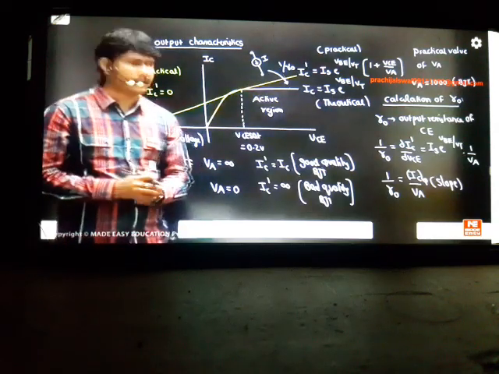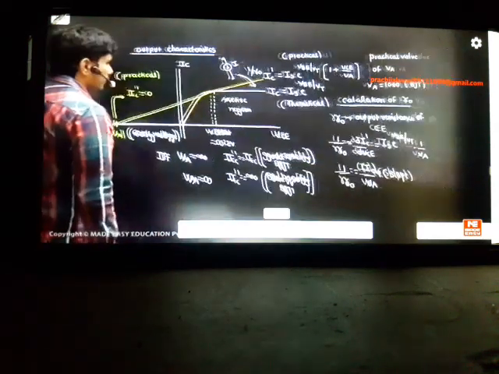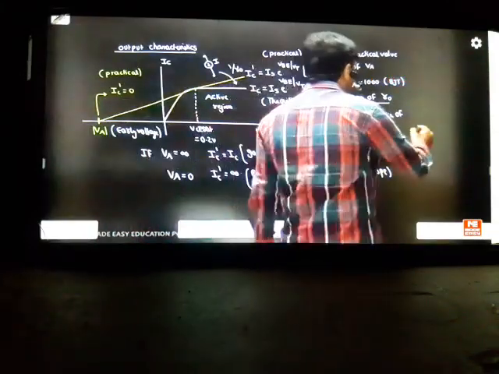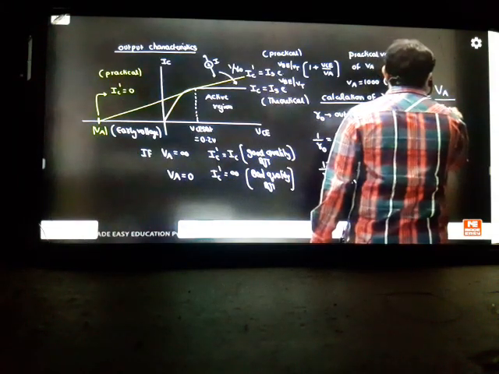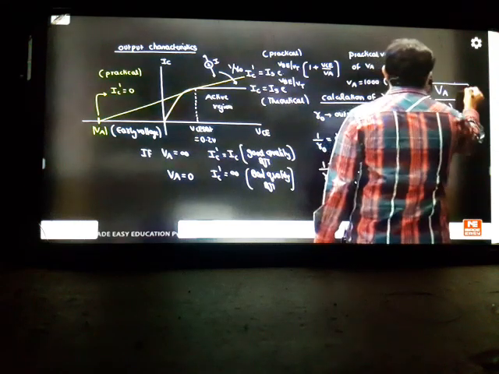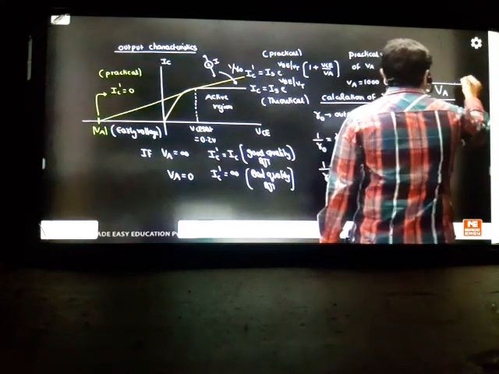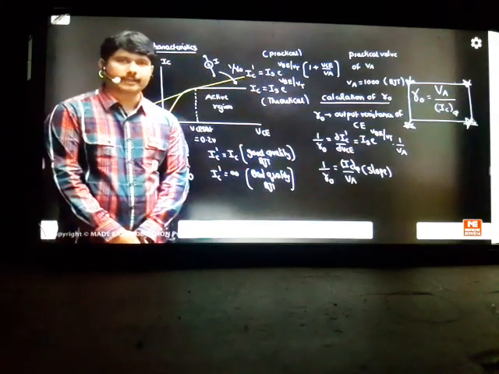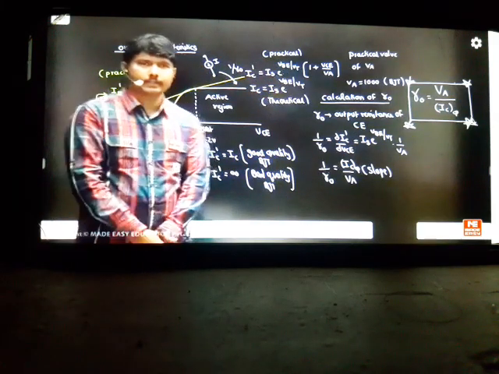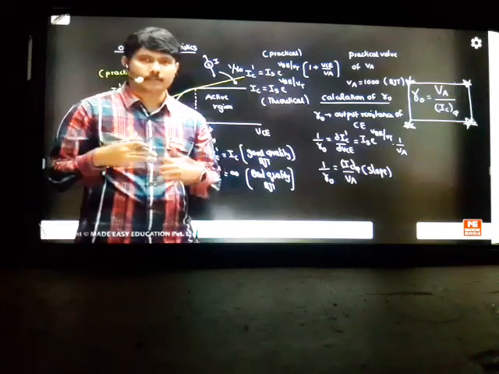But if you want R naught, the output resistance, then the formula is very important. It is used throughout the amplifier classes. So I'm writing a big formula: R naught equals VA by ICQ, the theoretical current. This is a very interesting formula. From today onwards you have to keep it in practice. This is the standard knowledge we have. So anybody can now find out, in any amplifier problem where early voltage is given, the R naught value. Output resistance we can find out.